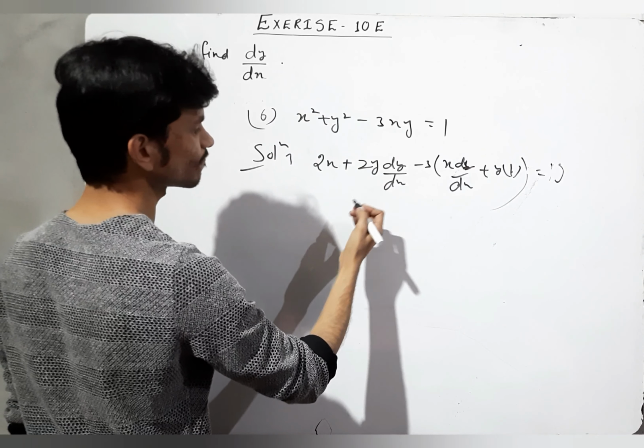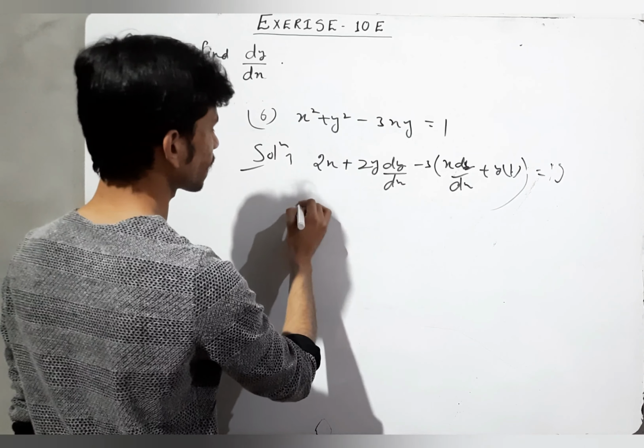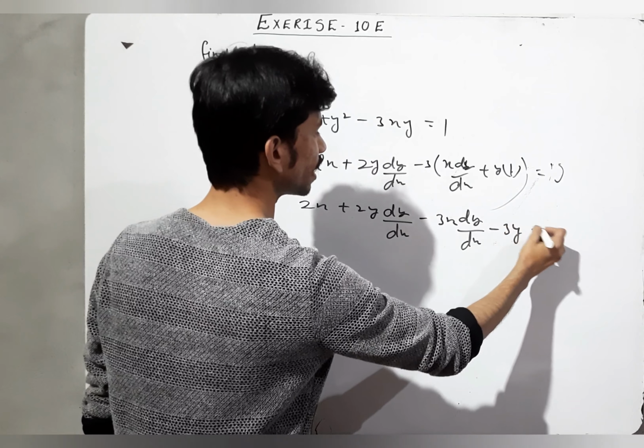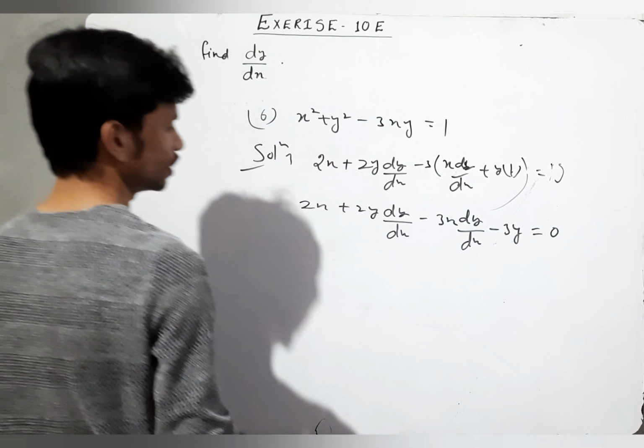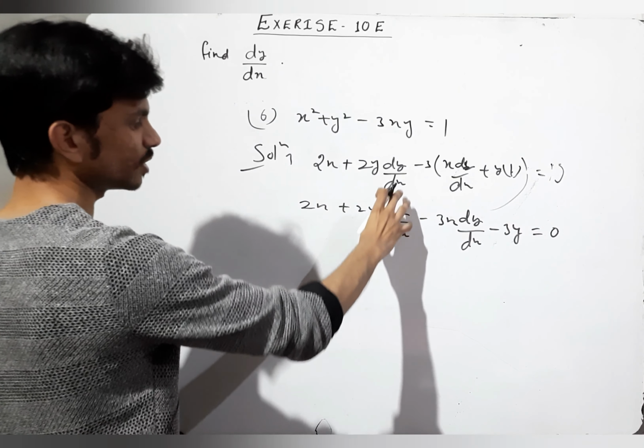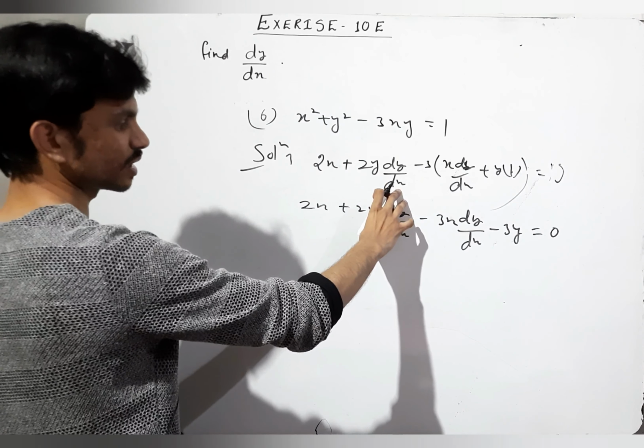Or 2x plus 2y dy over dx minus 3x dy over dx minus 3y equals 0. Now here dy over dx is common in both the terms.